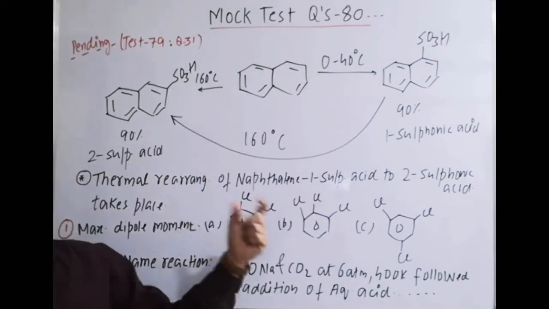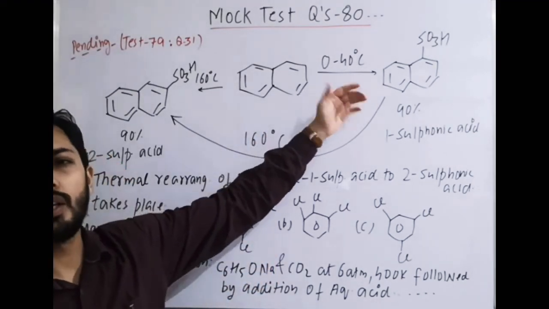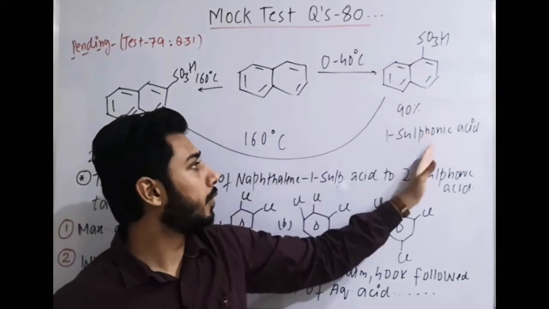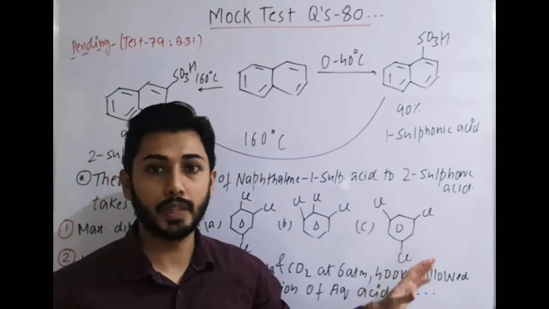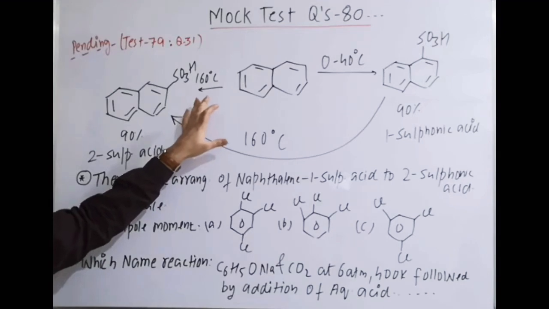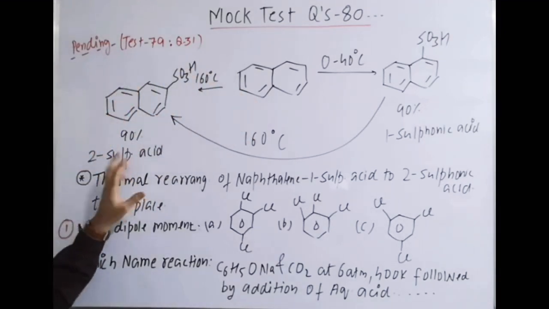Naphthalene on sulfonation around 0 to 40, or some books give 65 degrees, gives naphthalene 1 sulfonic acid as the major product. At 160 or 165 degrees Celsius, on sulfonation it gives naphthalene 2 sulfonic acid as the major product.